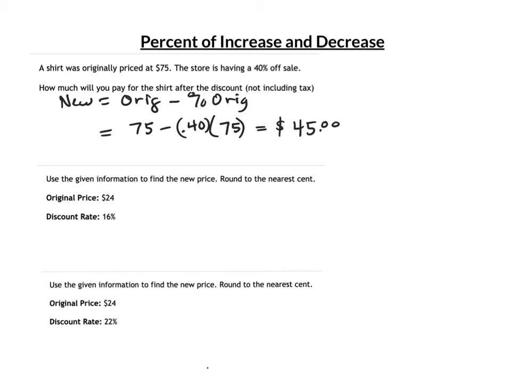Use the information to find the new price. Round to the nearest cent. So I'm going to find a new price by taking the original. It's a discount. Now it could be a markup. If it was a markup, we'd be adding, but it's a discount, so we're subtracting. We're going to take the original and subtract a percent of the original.